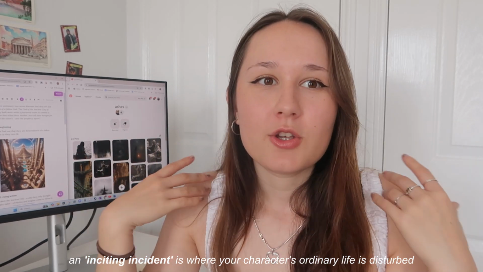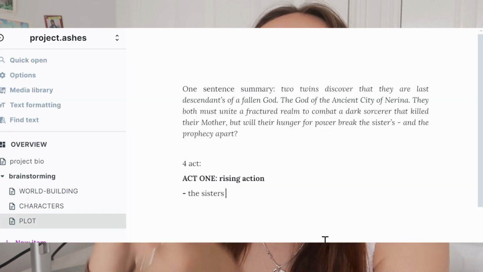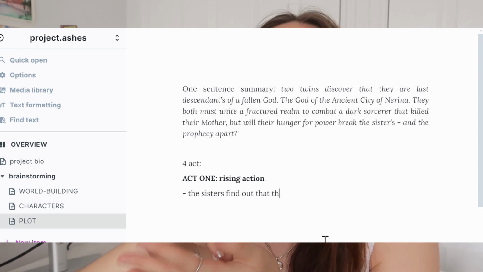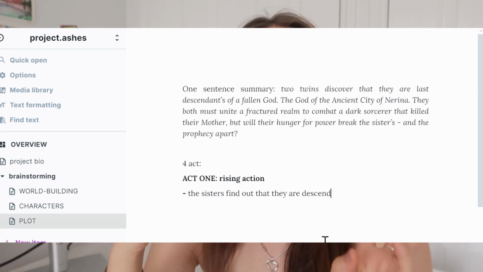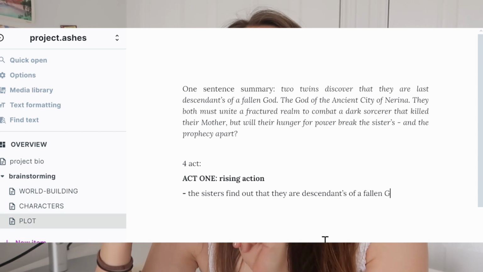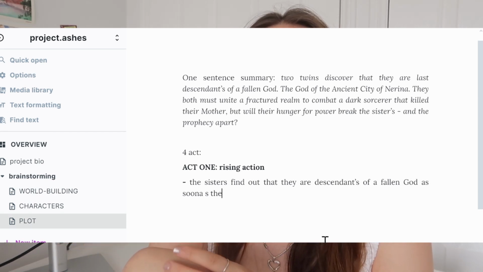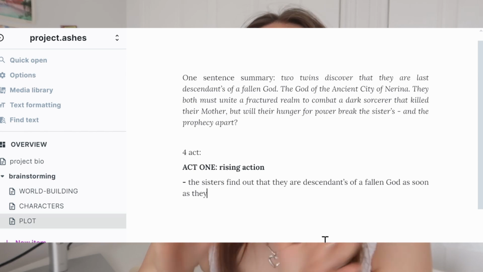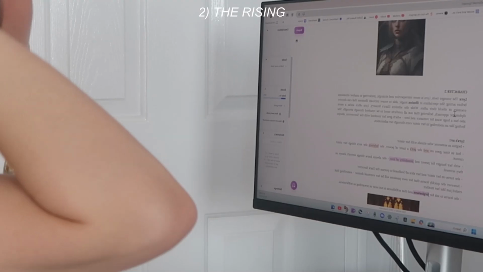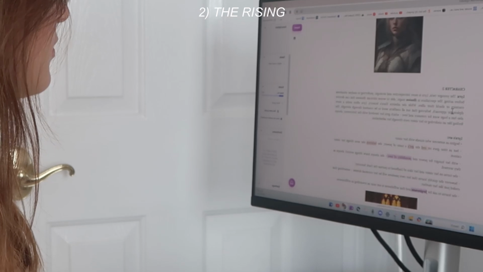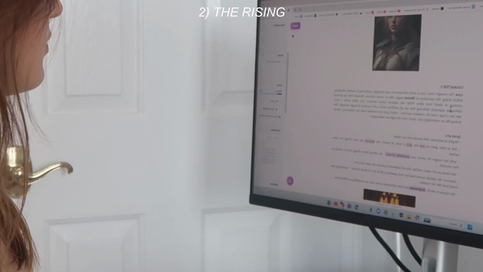When you think about it, you don't start your story when your characters are having a great time for years. You don't start in their childhood when nothing happens, they just go to school, go through grade 4, grade 5, grade 6. You don't write the whole book around those years. Instead, you start when something is about to shift, when something is about to go upside down and change your character's life forever. In this case, in Project Ashes, the characters find out that they're actually descendants of this god. And that changes their life because now they're spiraled on a quest to find the ancient city. So that's the beginning. Next is the rising.